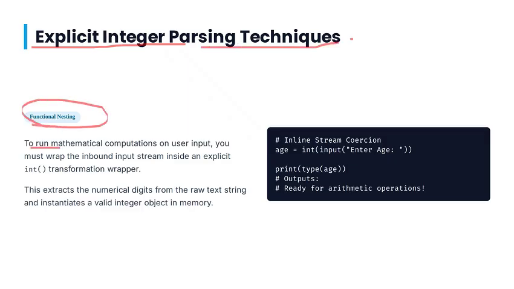To run mathematical computation on user input, you must wrap the inbound input stream inside an explicit int transformation wrapper. This extracts the numerical digits from the raw text string and instantiates a valid integer object in memory. Here, inline stream coercion: age equal to int, input, enter age, then print type age, output int, ready for arithmetic operations.